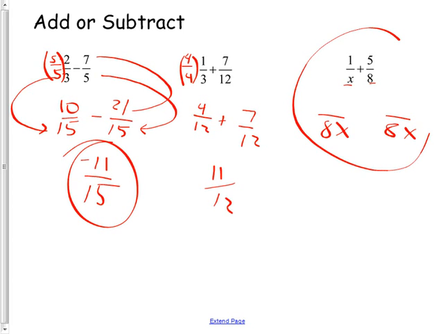How about this one, though? Raise your hand when you think you know the answer to that one. What's 1 over x plus 5 over 8? Don't use your iPad. Just use your brain. What do you think?